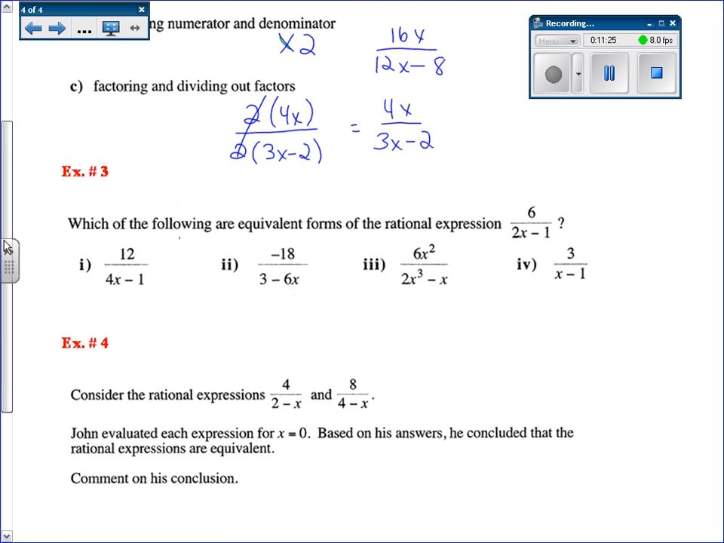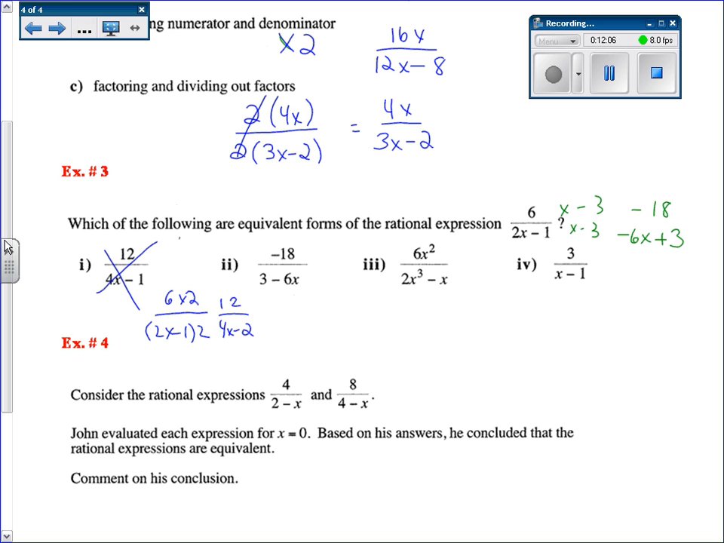Now what we want to do is figure out which of these are equivalent forms of the rational expression. We've got 6 divided by 2x minus 1. So the 12 on top is multiplied by 2. If we go 6 times 2 over 2x minus 1 times 2, that gives us 12 over 4x minus 2. So that one's not equivalent. This next one is times negative 3, so we get negative 18 over negative 6x plus 3. So this is an equivalent one.